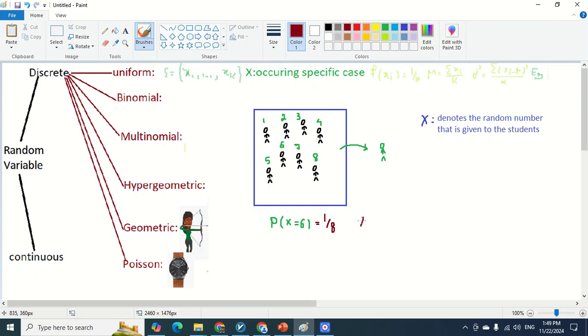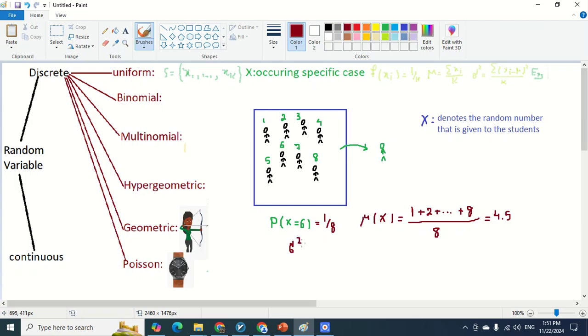Then I should calculate the expected value of X. That expected value of X is the same as the average of those numbers. It means that you should add number 1 up to number 8, number 1 added by 2 up to 8, and divide by the number of students that we have over here, so it should be divided by 8 as well. So you can calculate that. The expected value over here is 4.5, meaning that on average we expect to have 4.5 as the average of numbers coming out of that class.